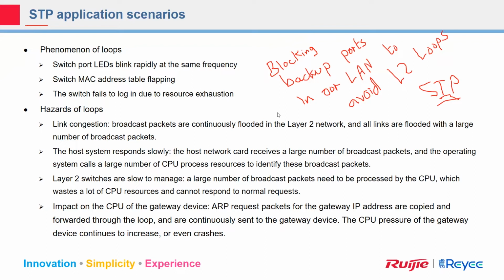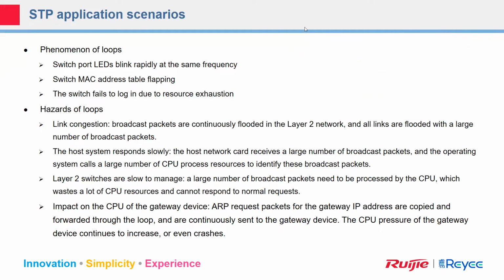All right. So the spanning tree is simply blocking the backup ports to avoid layer 2 loops. Okay, let's take a brief look at the spanning tree. Switch port lights blink rapidly at the same frequency. This is a spanning tree. If you can see the switch, this link, or this link, or this link is blinking very fast. So there is some alert here telling you, hey, note, there is a loop happening here. So you have to turn on the spanning tree.